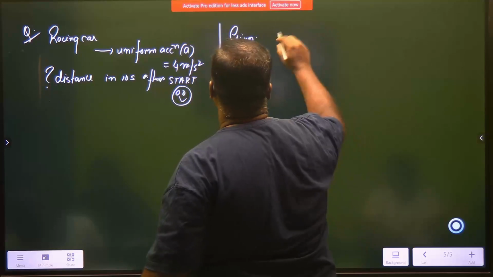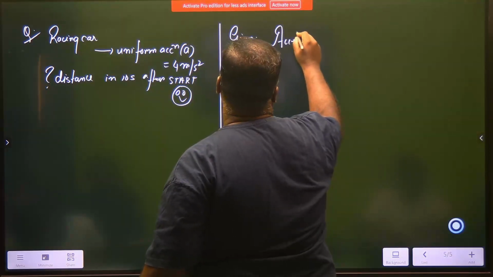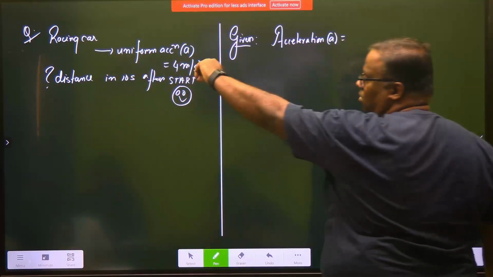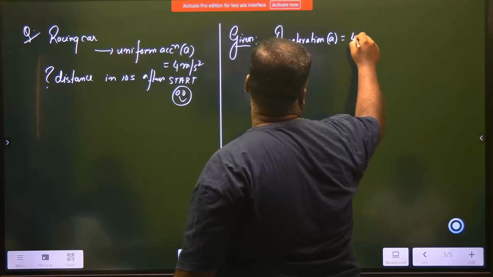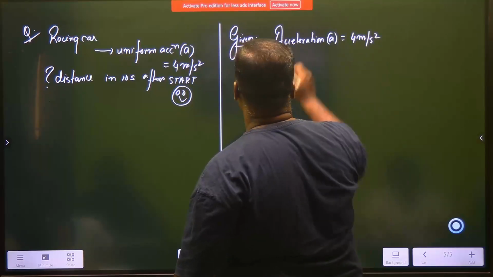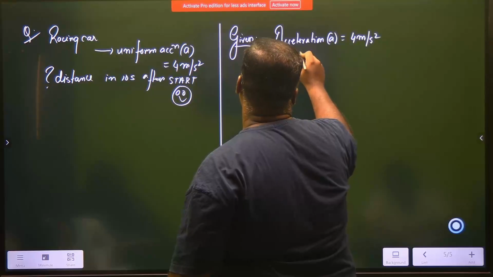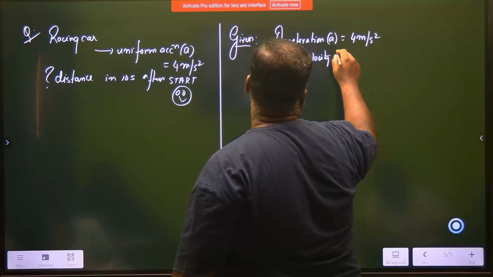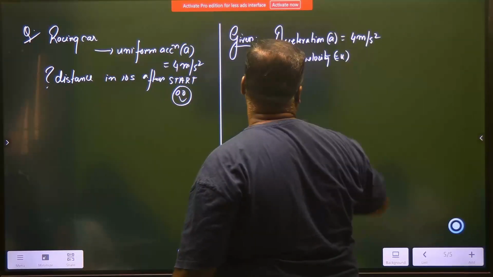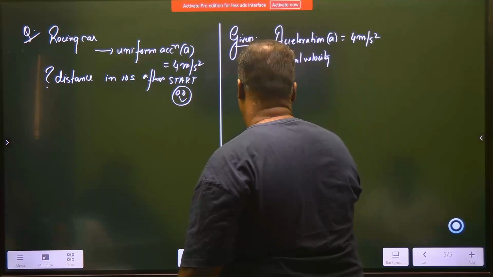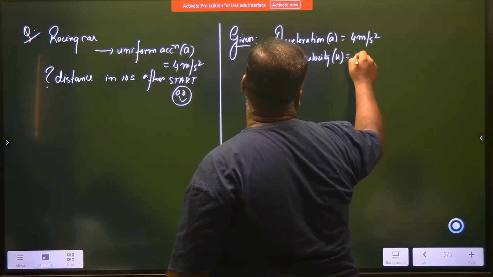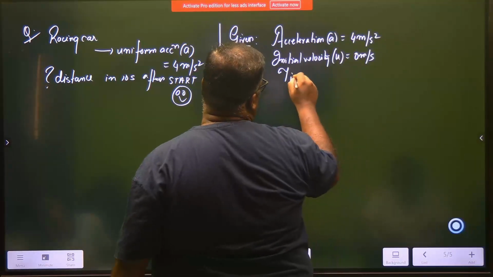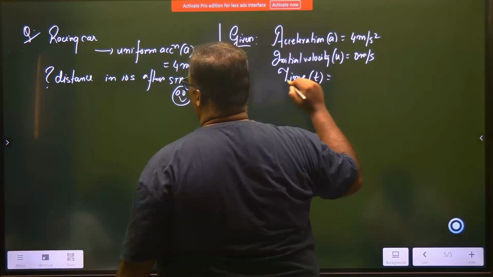What is it? Acceleration. Acceleration A is equal. Now see the word uniform. Uniform means SUVAT is applicable out here. A is equal to 4 meter per second square. What else is given? Initial velocity. What is initial velocity? U. Initial velocity is U, is equal to? Very good. And then time is given to you. The time T is how much, children?